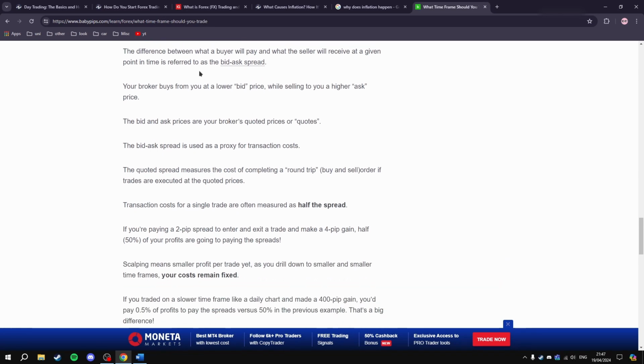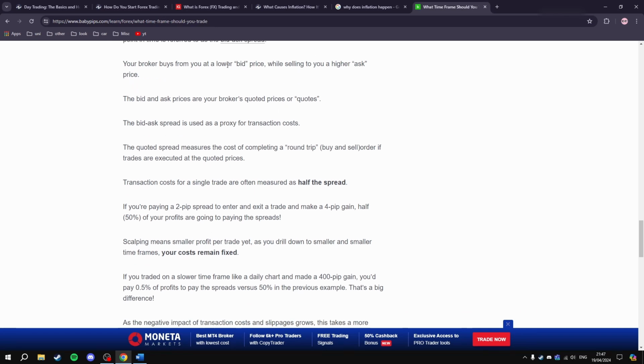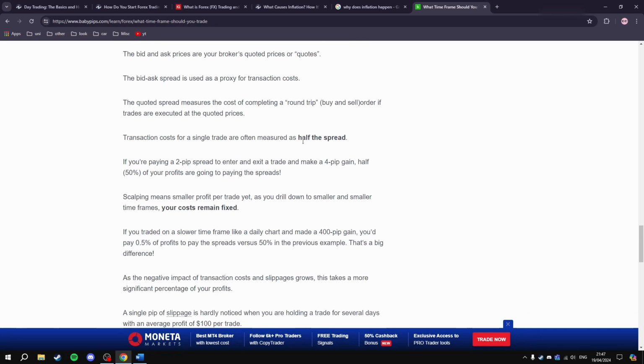The difference between what a buyer will pay and what the seller will receive at a given point in time is referred to as the bid-ask spread. Your broker buys from you at a lower bid price while selling to you at a higher ask price. The bid and ask prices are your broker's quoted prices or quotes.